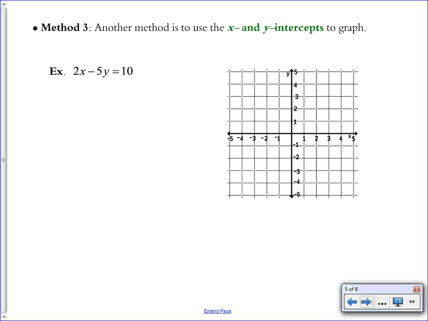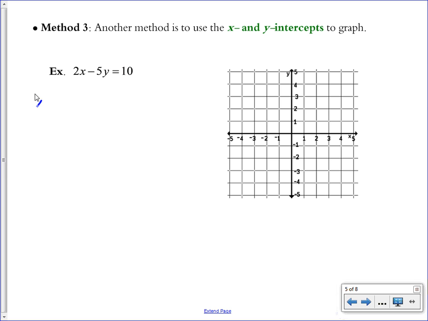A third method for graphing a line is to use the x and y intercepts. Now this only yields 2 points, but you can connect 2 points in order to get a line. The 2 points that you're going to find are the x-intercept and the y-intercept. This is a good method to use if the equation is given to you in standard form. If you don't feel like getting y by itself and converting it to slope-intercept form, this is a good method.